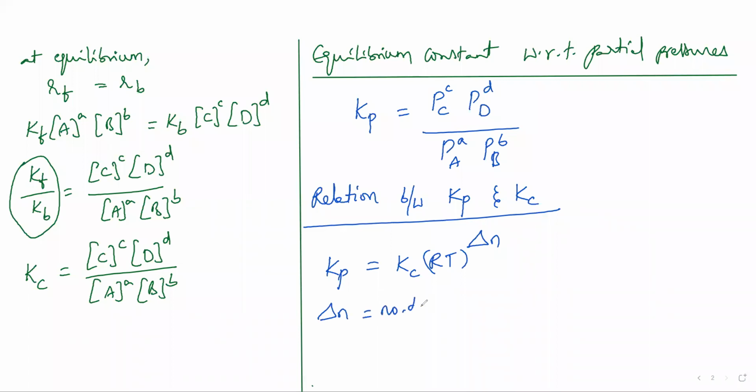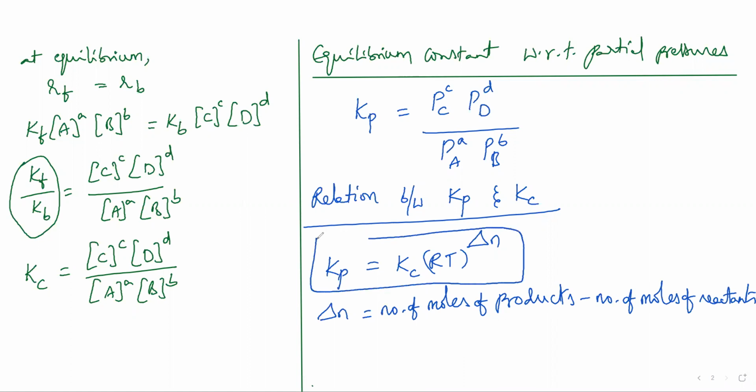Delta n is the number of moles of products minus the number of moles of reactants. R is the gas constant, already you know. T is absolute temperature. This is one area where you are getting questions in the CET exam, the relationship between Kp and Kc. Let us see some examples.